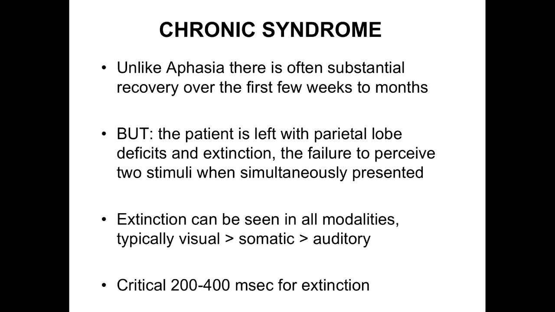So in the chronic syndrome, you can see the parietal lobe deficits, like elementary things, graphesthesia. You can't read a number on your hand. You can't perceive things. These are high-level sensory, but not attention. Oftentimes, you'll see extinction. And you can see it in all modalities, but it's usually much worse in visual, greater than somatosensory, and then auditory.